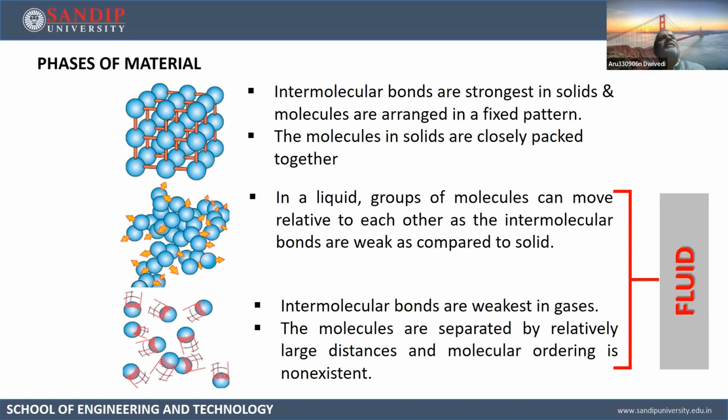Now here, I am going to rush through these slides. You can just see the figures and try to understand them. These are the three configurations of the intermolecular bonds. The first one is of solid, the second one is of liquid, and the third one is of gas. Liquid and gas both are known as fluid.